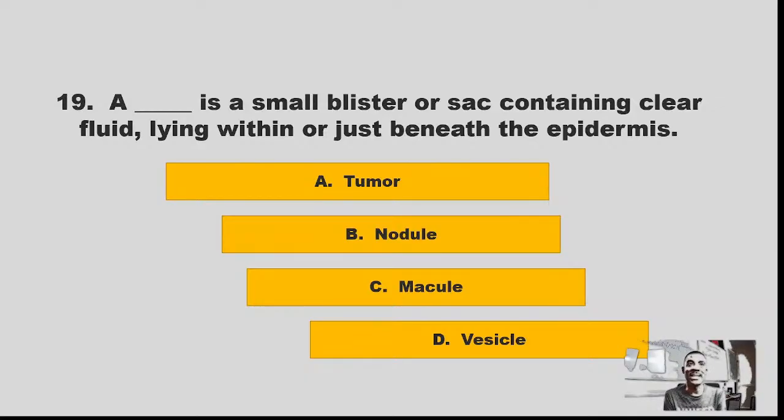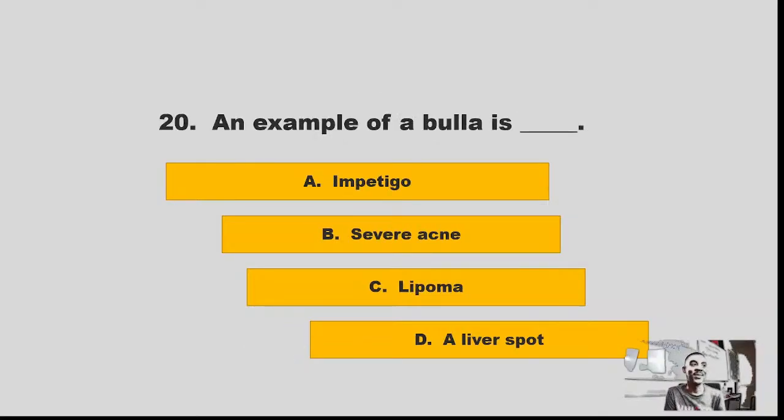A blank is a small blister or sac containing clear fluid lying within or just beneath the epidermis. Is it tumor, nodule, macule, or vesicle? Now, here it is. If you chose D, vesicle, then you are correct. Okay, good job, good job. Okay, ready for the next question.